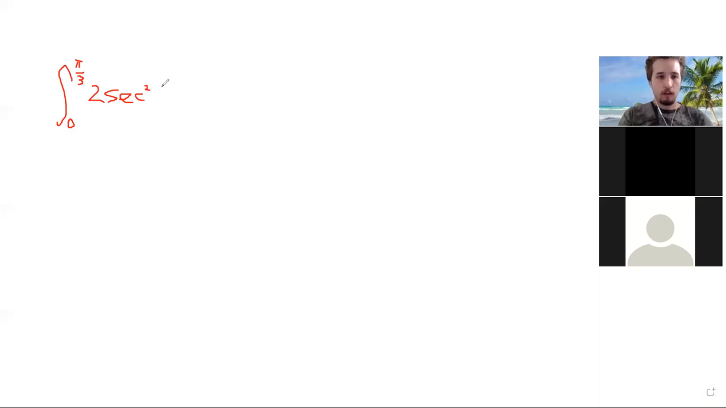d theta. And remember, because our variable is theta, we need a d theta because we're integrating with respect to theta. Okay? Does anyone remember what derivative we would take to get to secant squared?